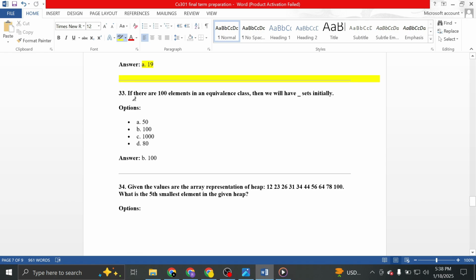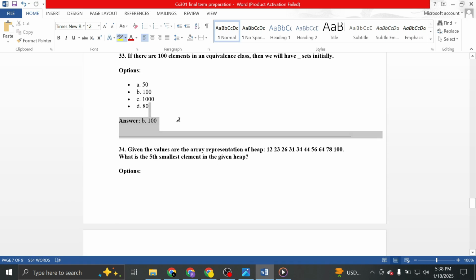Question 33. If there are 100 elements in an equivalence class, then we will have how many sets initially? Options: A. 50, B. 100, C. 1, D. 80. Answer: B. 100.